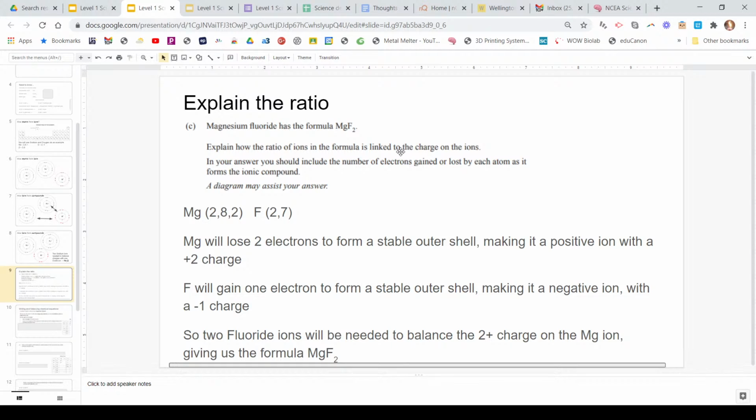So we would go through the same steps that we just did. We've got the electron structure for magnesium and fluorine. We then describe what's going to happen to those outermost electron shells, the 2 electrons from magnesium being lost, and the fluorine gaining 1 electron to form the fluoride ion. And then that creates that negative and positive charge which bonds those ions together. And because the magnesium loses 2 electrons, in order to balance that charge, we're going to need 2 fluoride ions, and so that gives us the formula MgF2.